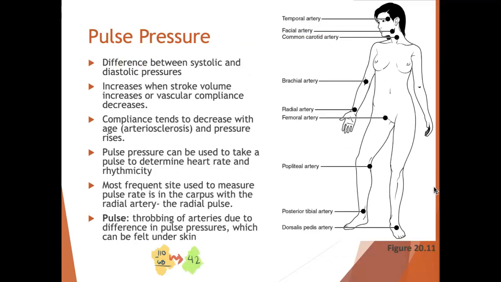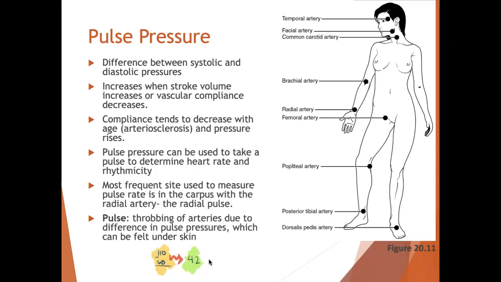Now let's talk about what pulse pressure is. This is when we take our systolic blood pressure, so let's say it's 110, and our diastolic blood pressure, which is 68, and subtract them. This number, 42, would be our example of a pulse pressure. It tends to increase when stroke volume increases.